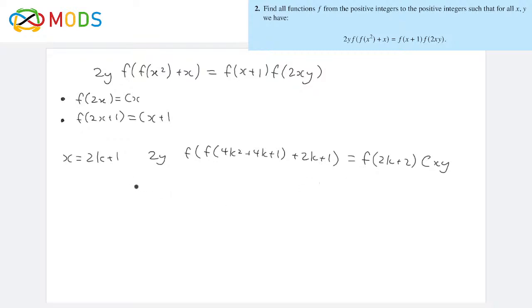Cool, so this is 2y f of whatever this is. 2c x squared plus x. 2c, you mean k squared, okay, plus... 2ck plus 1, right? Yeah, plus 2k plus 1. And this part is just even, cx plus c. Did I make a mistake? Let's see, that should be ck plus c. Oh, yeah.